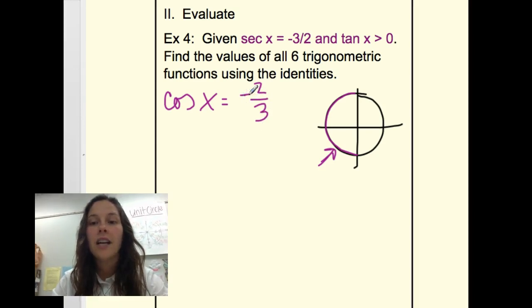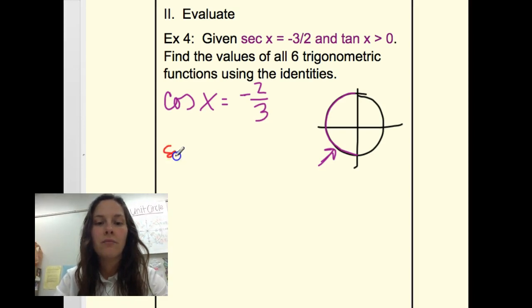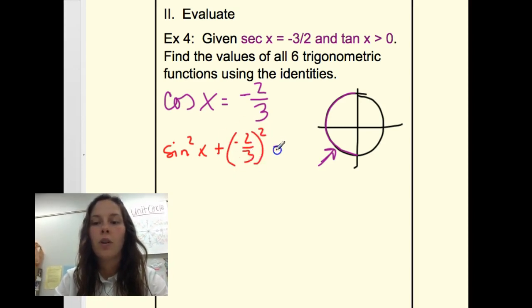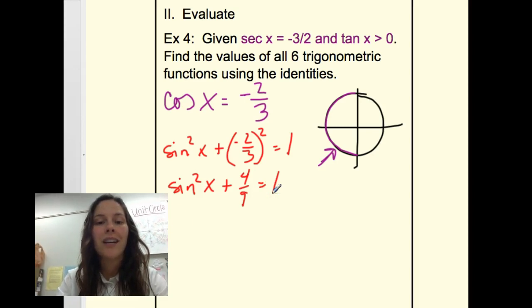And then to find sine, we're going to use our Pythagorean identity, sine squared plus cosine squared equals 1. So I'm going to go ahead and substitute that value we know for cosine. We're going to solve this equation for sine. So we have sine squared plus 4/9 equals 1.